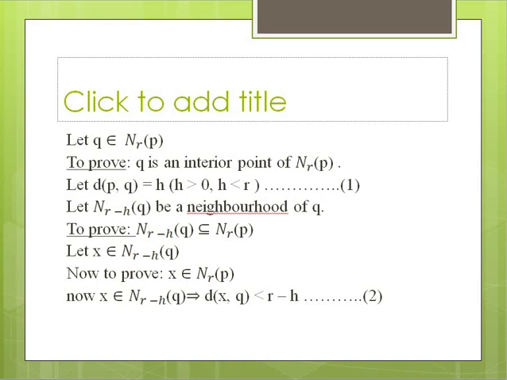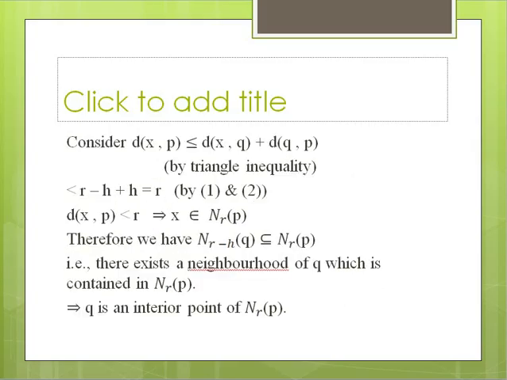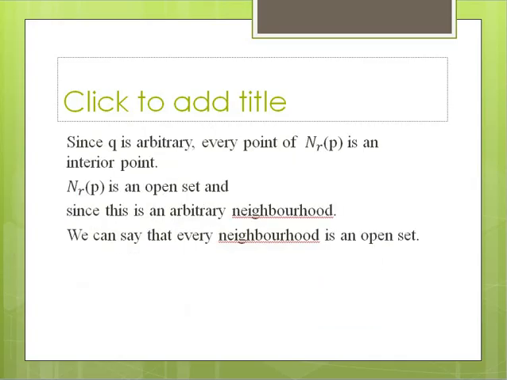Since x belongs to N of q over r minus h, the distance between x, q is less than r minus h. Now distance between x, p is less than or equal to distance between x, q plus distance between q, p by the triangle inequality. By using that, r minus h plus h equals r. So distance between x, p is less than r, which implies x belongs to the neighborhood of p. Therefore there exists a neighborhood of q contained in N of p over r, so q is an interior point. From this we can say that it is an open set.